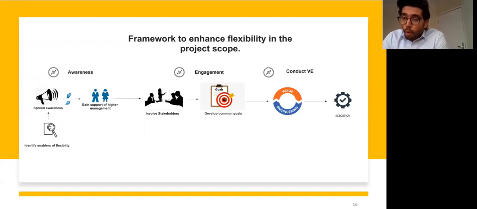Once everyone is on board and aware of the objectives, it is time to conduct a value engineering study, and implementing these 3 steps during the development of the scope can help in enhancing flexibility in project scope.